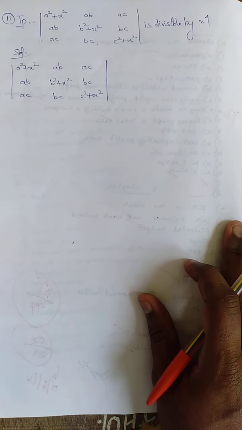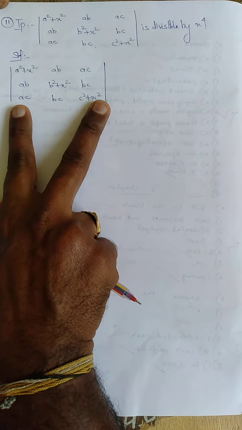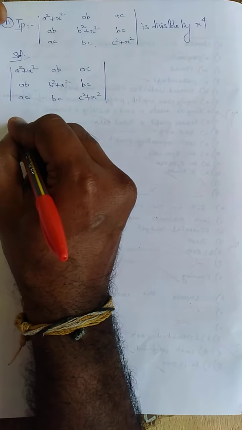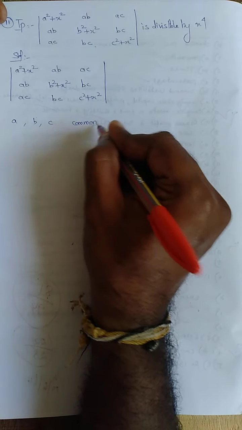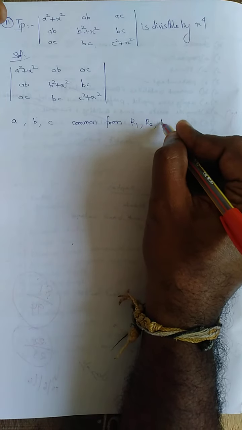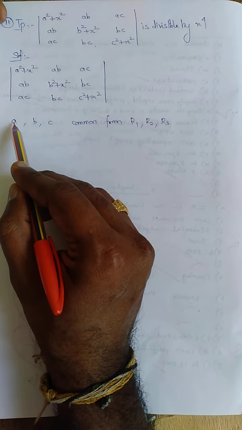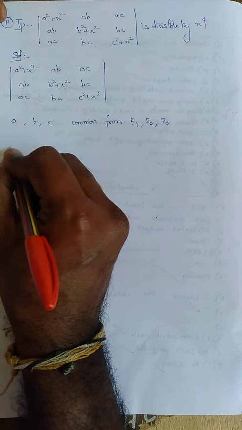11th sum. I need to prove this determinant is divisible by x power 4. So I have taken this determinant. In this determinant I am going to give some tricks for you. I am going to take a common from r1, b common from r2, and c common from r3. So what is going to become?